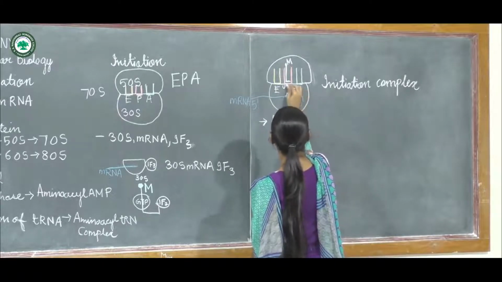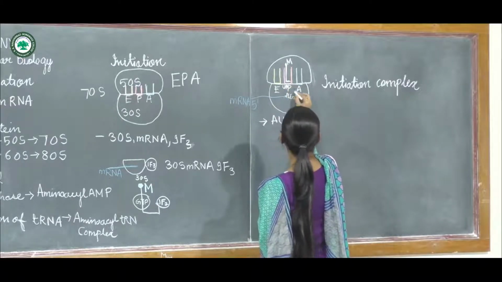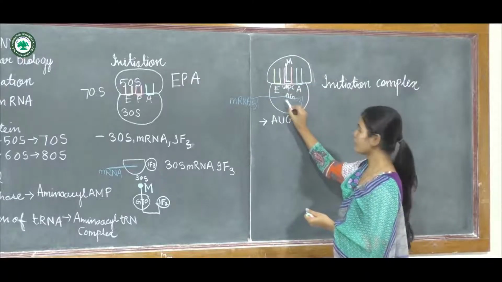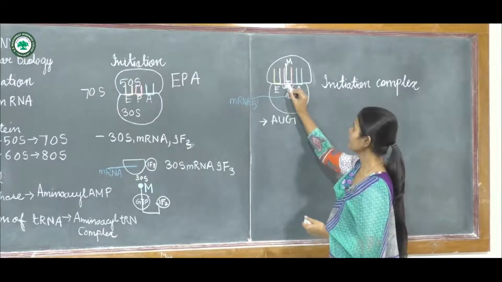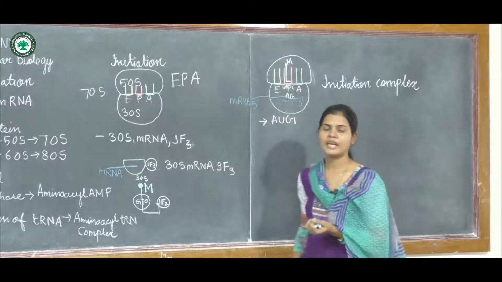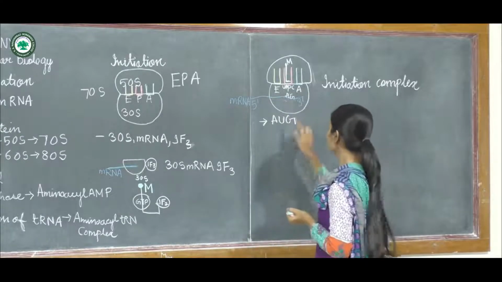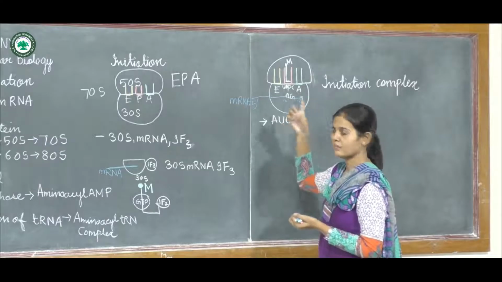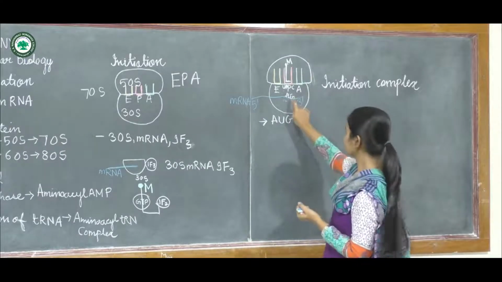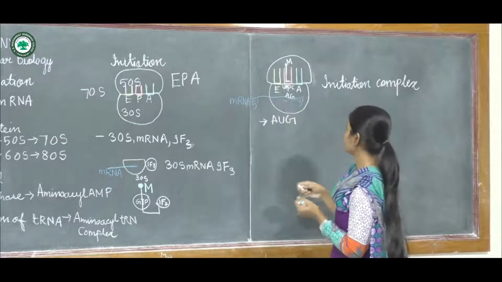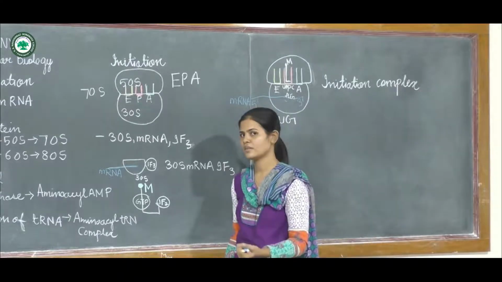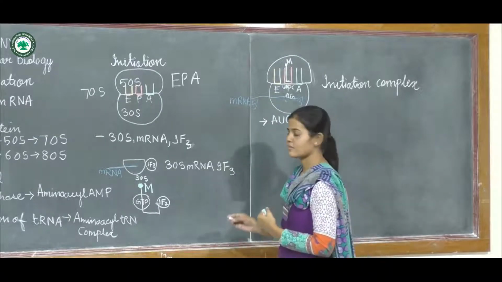The codon on this mRNA will be AUG and the anticodon on this tRNA will be UAC. Now there will be codon anticodon interaction, and after this interaction the amino acid will get incorporated into the polypeptide chain. Now after this, this is the initiation stage. After that, next is the elongation.